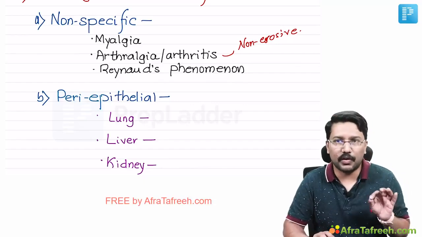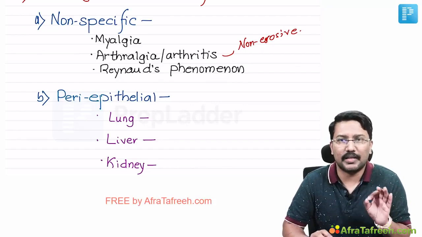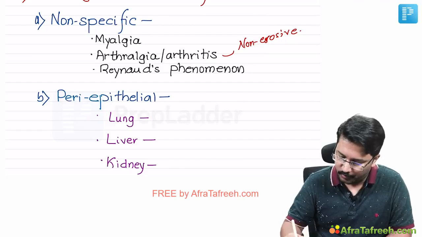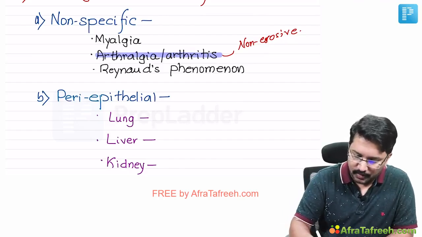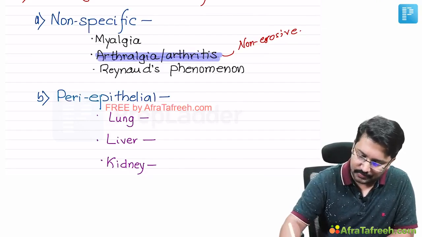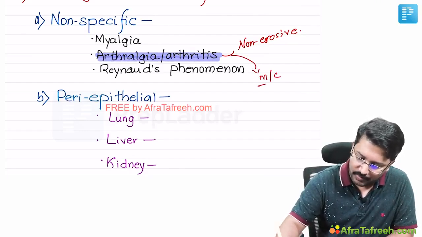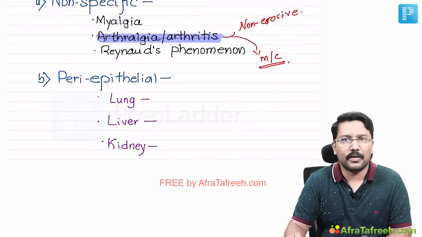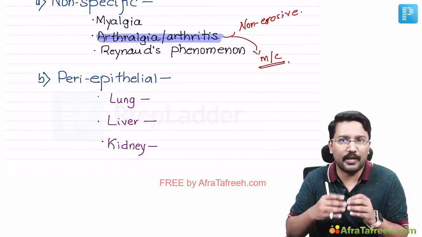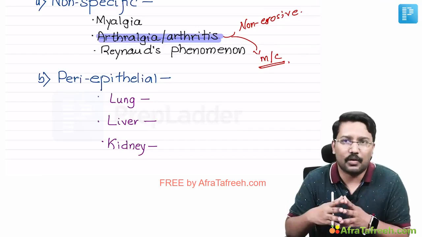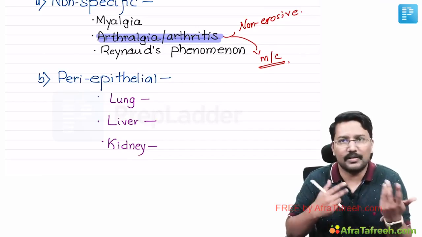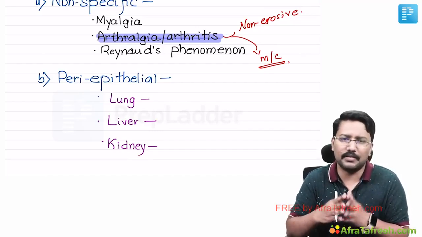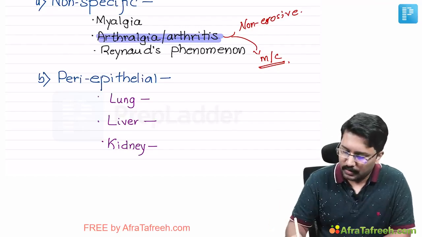If there is an MCQ asking you what is the most common extraglandular manifestation in Sjogren's syndrome, that is arthralgia or arthritis, right? Remember this point. Arthralgia or arthritis is the most common extraglandular manifestation. Okay. Now, what are these periepithelial complications? In periepithelial complications, basically there is epithelial or periepithelial infiltration of the non-exocrine organs, right? So we were talking about the lacrimal or salivary glands so far. Other than that, if other organs are also suffering because of the lymphocytic infiltration, then we call them periepithelial, right? What organs are affected?